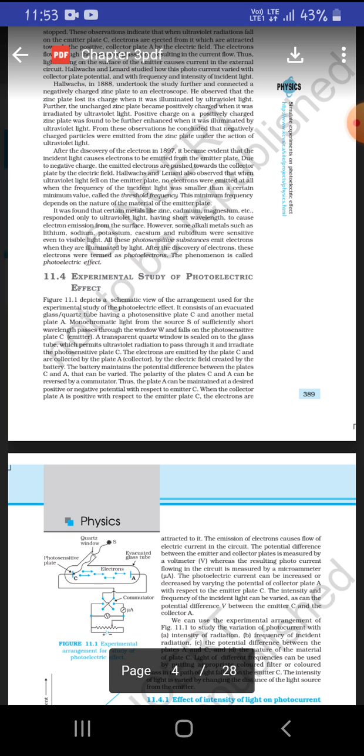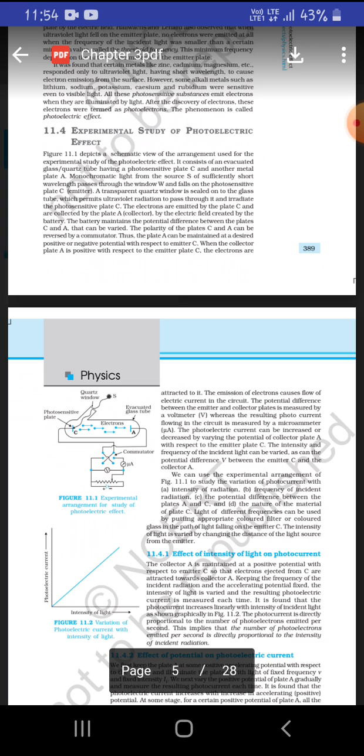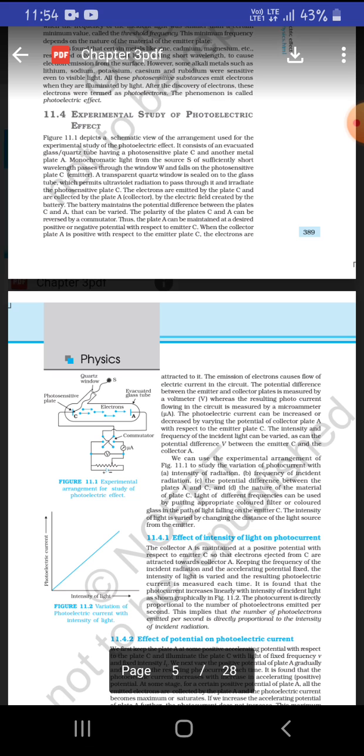The polarity of the plates C and A can be reversed using a commutator, and thus the plate A can be maintained as desired positive or negative. When the collector plate A is positive with respect to the emitter plate C, the electrons are attracted to it. We can see here in the experiment that the electrons are attracted. Monochromatic light from the source S comes, C is the photosensitive plate, and A is the collecting plate.